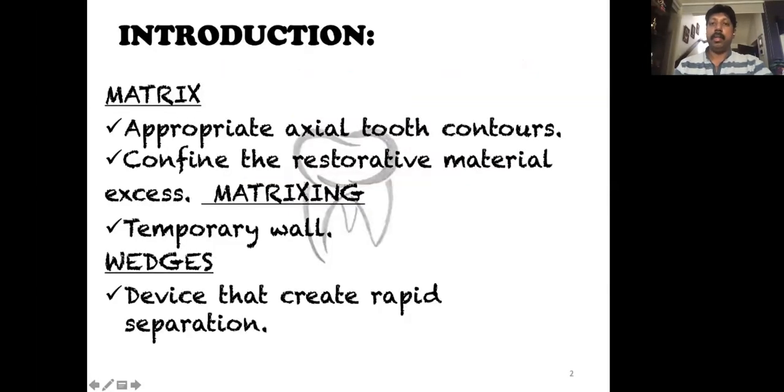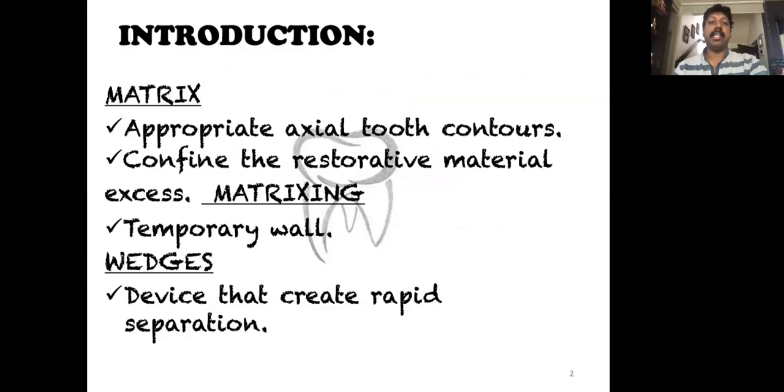Matrices and wedges. So there are matrix and wedges: matrix band, matrix retainer, and wedges. What is a matrix band? This is the appropriate axial tooth contour that confines the restorative materials. That is called matricing. So it acts as a temporary wall. And wedges is a device that creates rapid separation. It's called wedges.